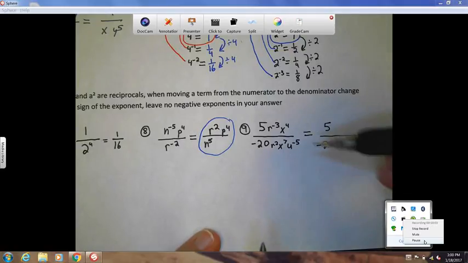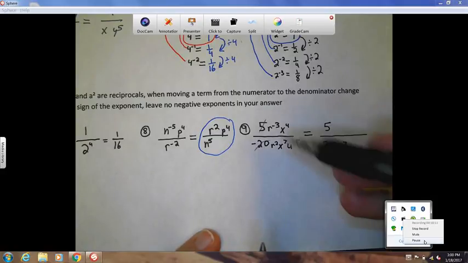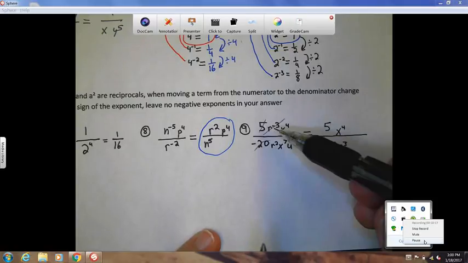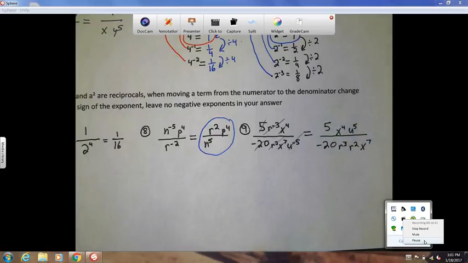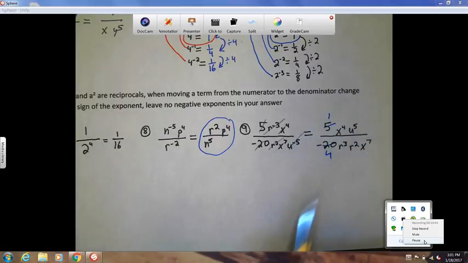So r needs to come down here, become a positive 3. X to the 4th can stay. R to the 2nd can stay. X to the 7th can stay. And u to the negative 5 needs to come to the numerator. So I'm still not done simplifying. The next thing I want to do when I simplify is reduce. So 5 goes into here 1 time and into here 4. 5 over 20 is 1/4. So I don't need to write the 1.